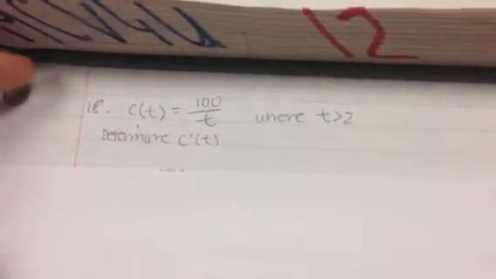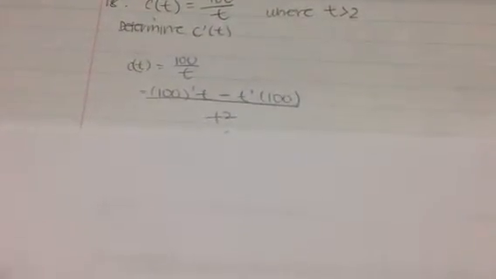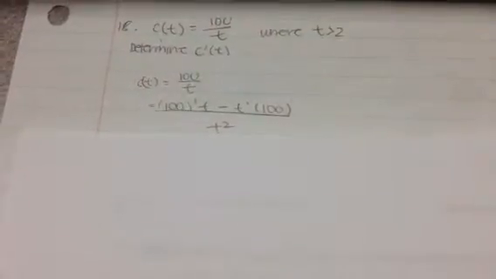Explain what is happening. So from the question, we get the function C(t) equals 100 over t, and t has to be greater than 2. And we have to determine the derivative. In order to determine the derivative, we take the quotient rule. It's top prime times the bottom minus bottom prime times the top over bottom squared.